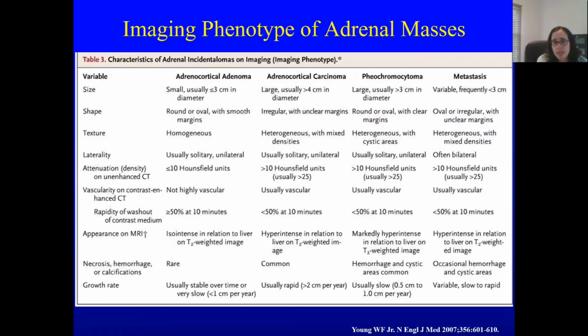They often are irregular with unclear margins. They often look ugly. They're heterogeneous. They don't look like an even color throughout. They also similarly have high Hounsfield units and low washout at 10 minutes, and they're often enhancing.